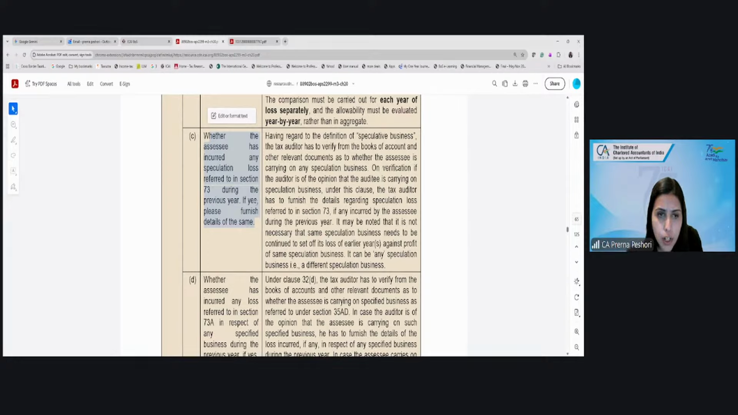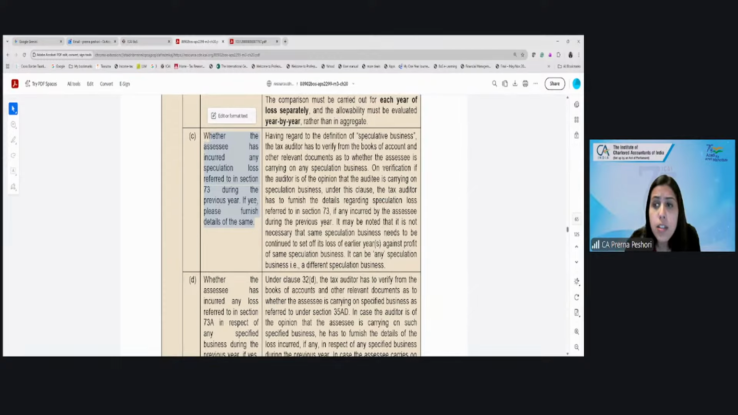By checking the books of accounts, yes, but how will he check whether there's a speculation income? So he will have to see whether there is any activity carried out, like the purchase and sale of the commodities or the shares without taking the delivery of the same, right? So based on that, the auditor needs to verify whether there is any speculation business which has been carried out, right? So those losses, if pertaining to that business, need to be reported over here.